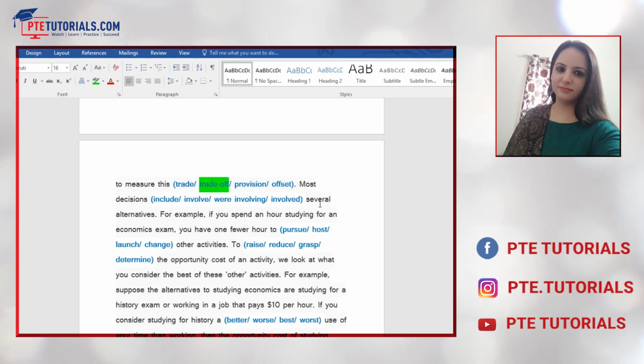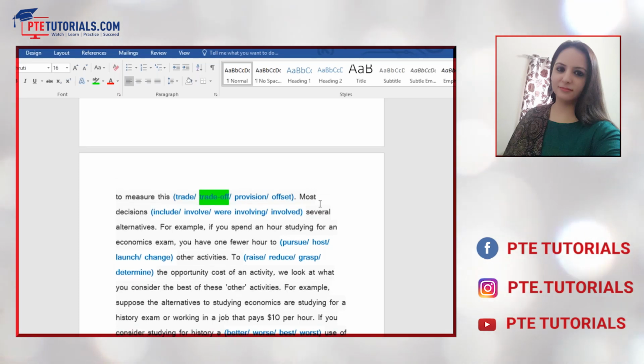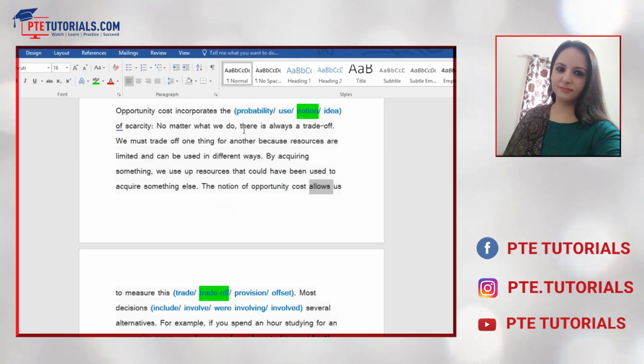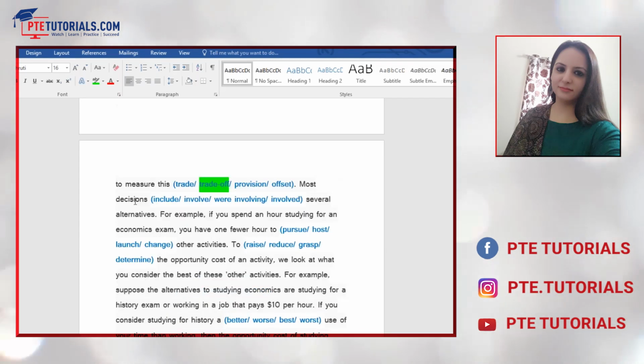Okay, most decisions. Decisions is a noun, it is the subject, and it is plural. So put a big cross on all the words which are giving you the clue for past tense. One is were involving, other is involved. So I'm left with only include and involve. Now, most decisions include or involve. Some of you are saying include, some of you are saying involve.